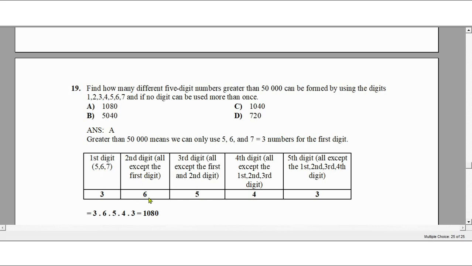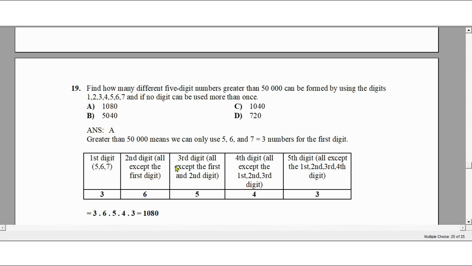So it remains 6. Why 6? Because the previous number is 1 until 7. So actually we have 7 numbers that we can choose, but for the first digit we can choose 3 of them. Can be 5, can be 6, or can be 7, right? So for the second digit it should be only 6 because we already select one here, either 5, 6, or 7.